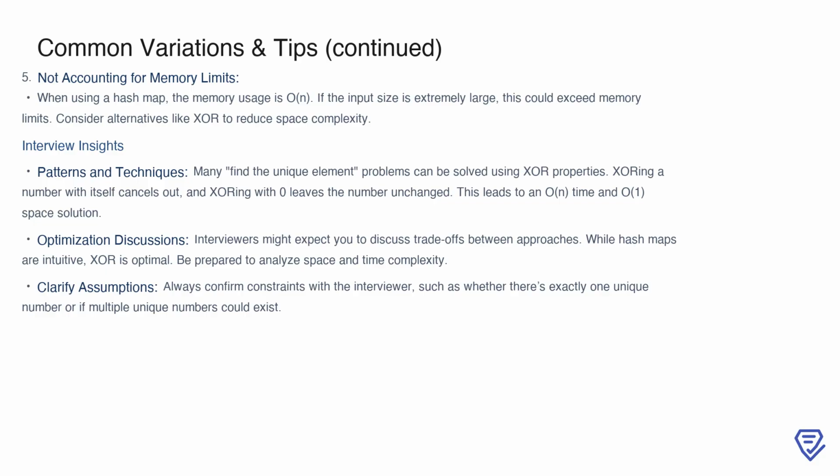Interviewers often expect you to discuss trade-offs between approaches. While hash maps are straightforward, XOR is optimal in terms of both time and space complexity, so it's a good idea to highlight these differences. Additionally, always clarify assumptions during an interview. For example, confirm whether there's exactly one unique number or if the input might include multiple unique numbers. This ensures your solution aligns with the problem's constraints.